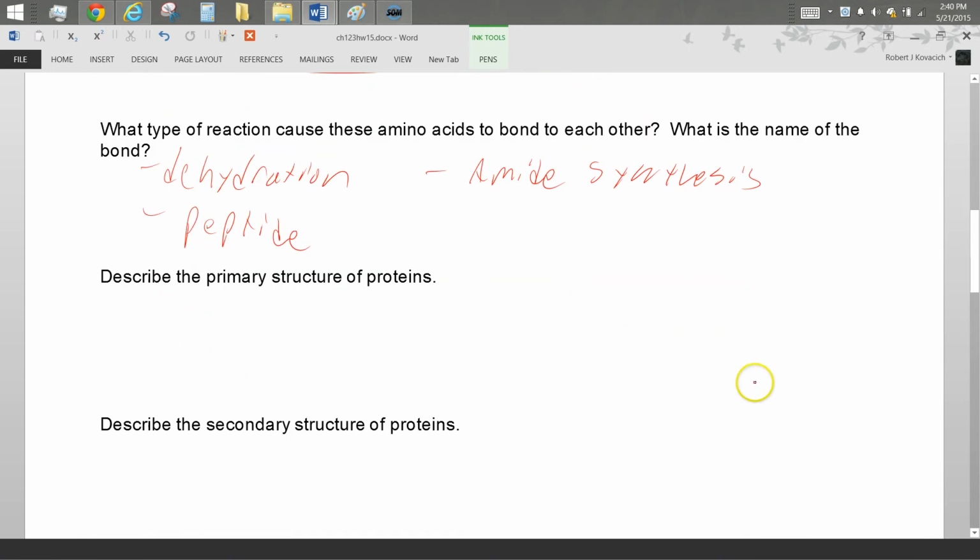All right, what's the primary structure for a protein?